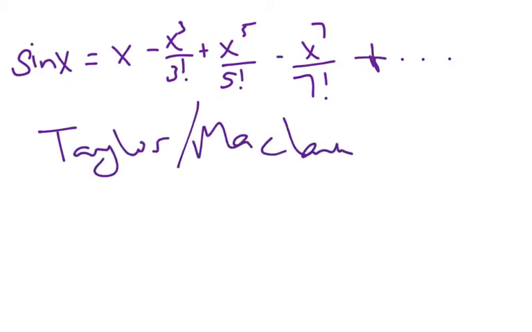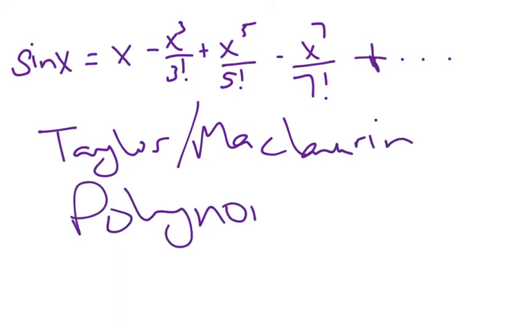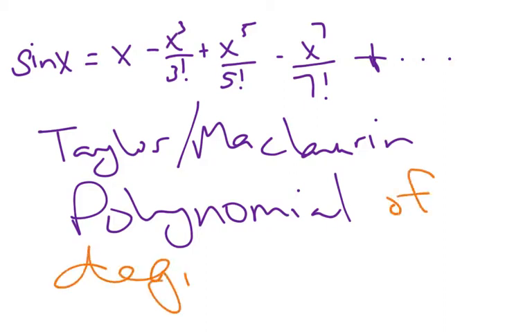Let me write that down. Then I don't want the whole entire series. I just want up to a certain term. And so we'll say Taylor polynomial or Maclaurin polynomial of degree n.